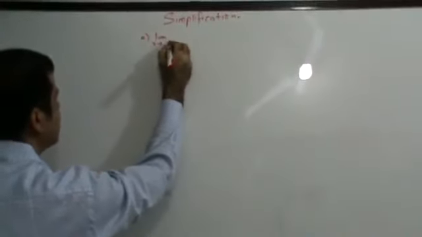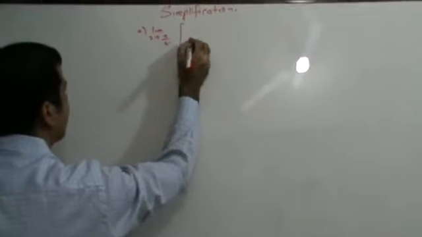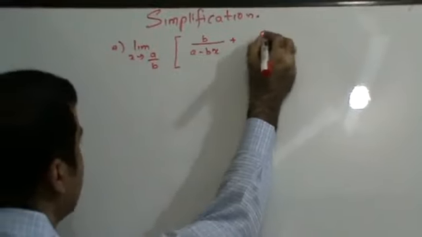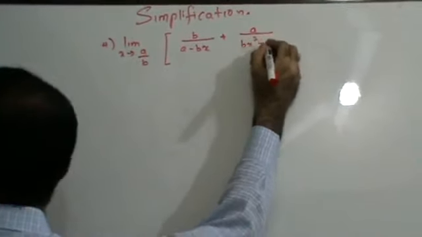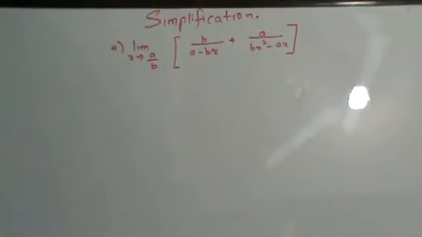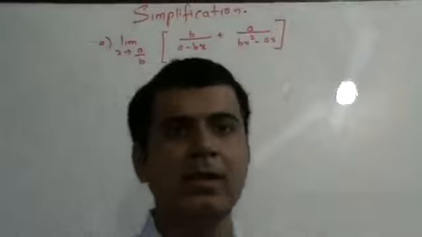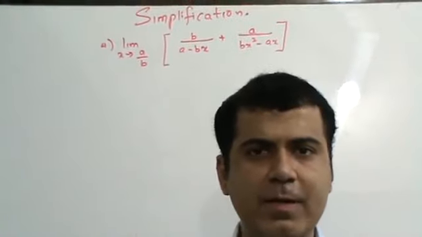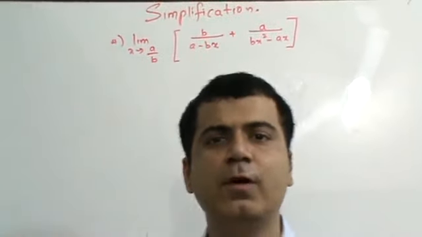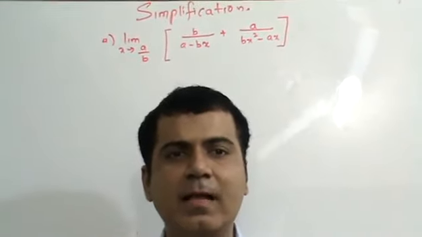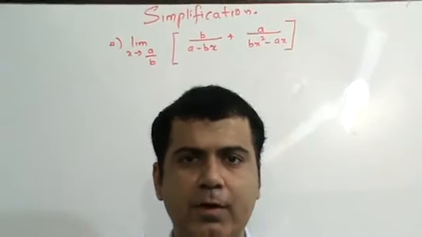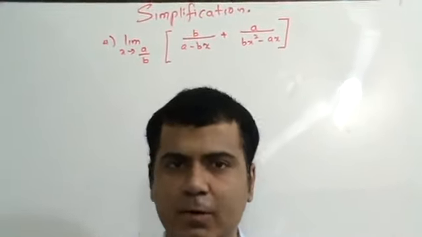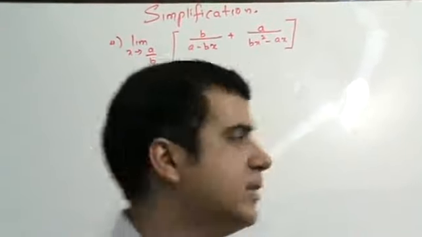Limit of x tends to a upon b, (b upon a minus bx) plus (a upon bx square minus ax). Fine. Now in this case, if I substitute the value of x as a upon b, the denominator will be equal to 0. So I have to first factorize this and cancel a term in the numerator and denominator. Only after I cancel a term in the numerator and denominator will I be able to substitute the value of x. So let's see how we do this.